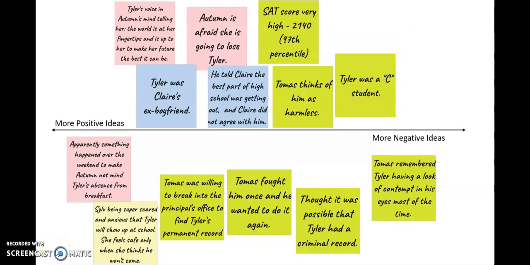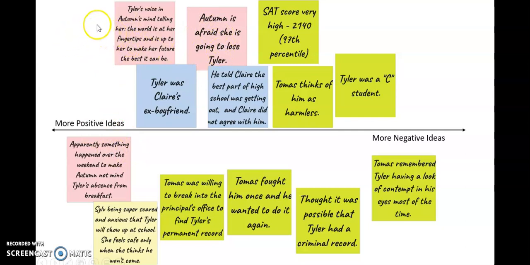Okay, so on these Post-its, I have written down every moment that Tyler was mentioned in the entire text so far. The more positive ideas about Tyler are up here at the top, and some of the more negative ideas are down at the bottom. I also color coded these Post-its so that I could keep track of who was thinking what. These pink Post-its are about Autumn's thoughts on Tyler.